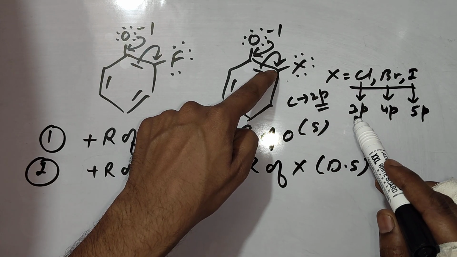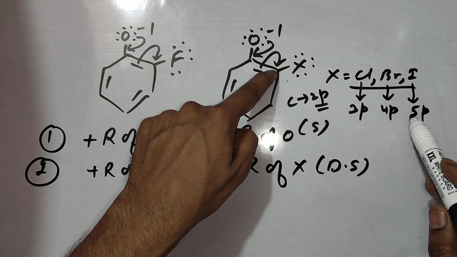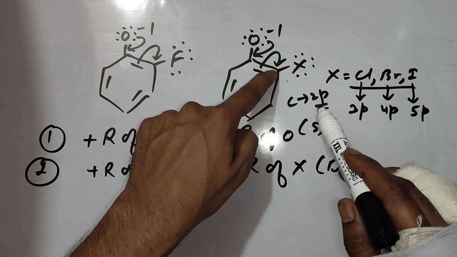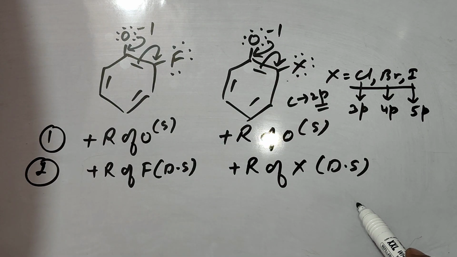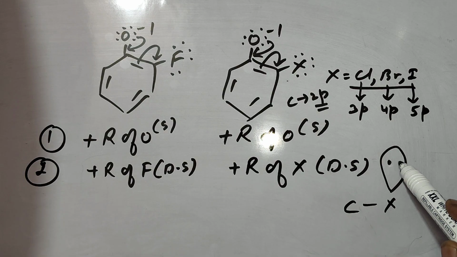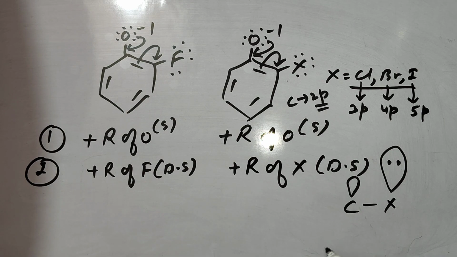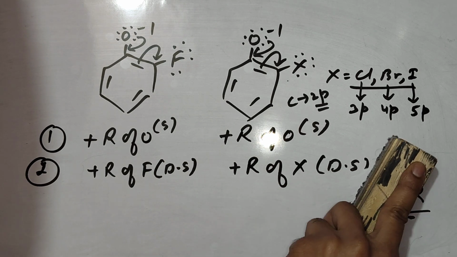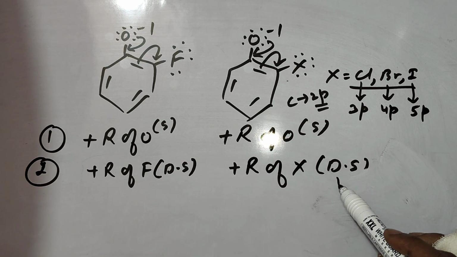You can check chlorine orbital, bromine orbital, iodine orbital are bigger than carbon orbital. So proper overlapping will not happen. Like this is the lone pair of X and this is carbon's orbital. X orbital is very big as compared to carbon. So proper overlapping, which we need for plus R effect, will not happen. Already I have discussed this in the previous video. That's why plus R of X is very weak here. Very weak.